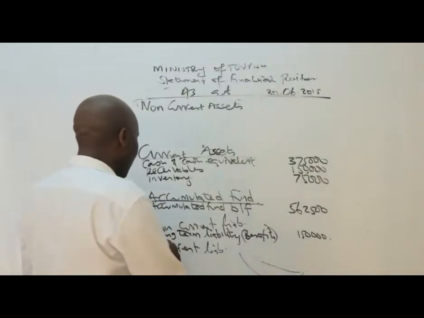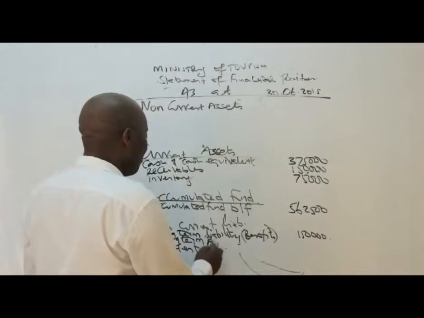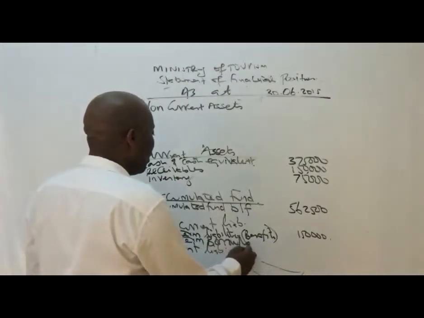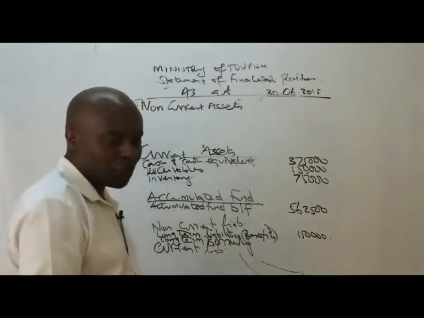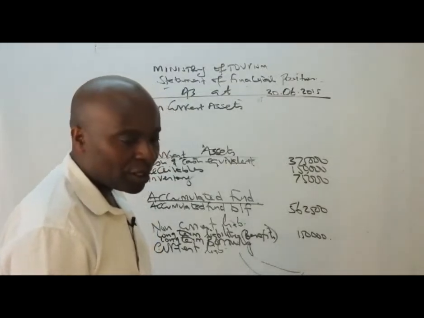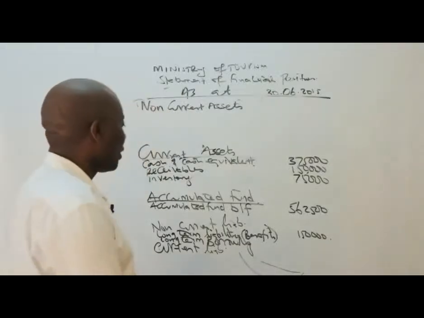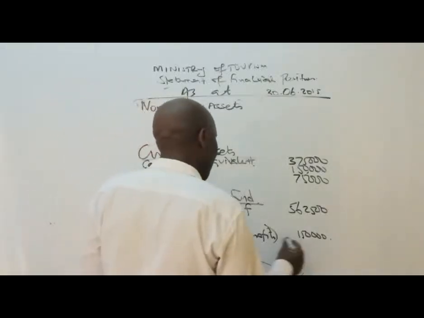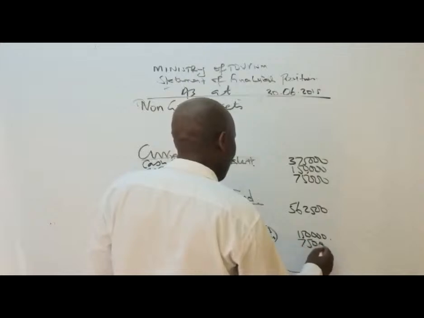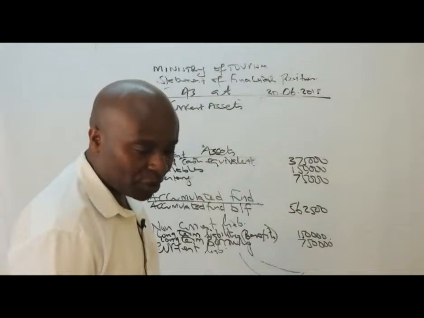So we have here long-term borrowing over how much? Long-term borrowing of 750,000. Thank you very much. We're almost there. Thank you very much, Victoria.